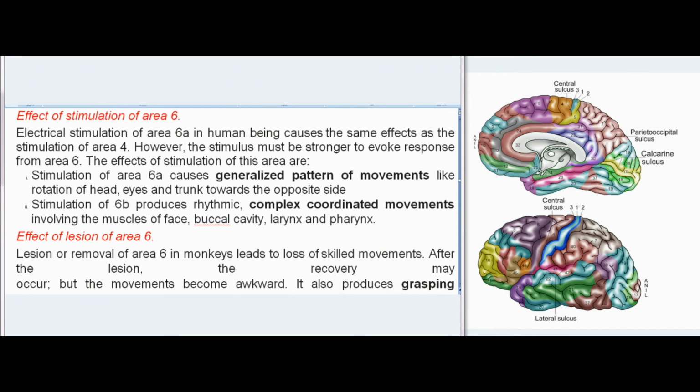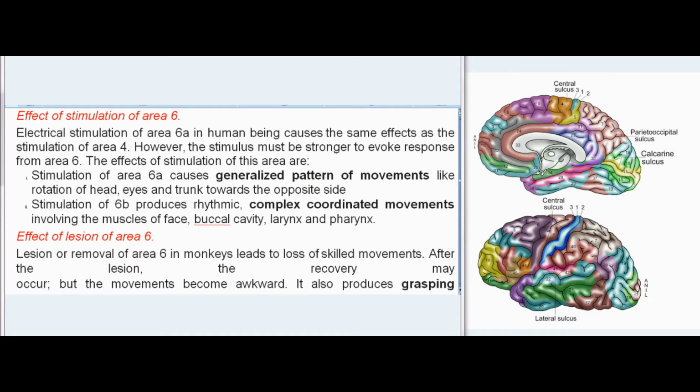Effect of stimulation of area 6. Electrical stimulation of area 6 in human being causes the same effects as the stimulation of area 4. However, the stimulus must be stronger to evoke response from area 6. The effects of stimulation of this area are: stimulation of area 6 causes generalized pattern of movements like rotation of head, eyes, and trunk towards the opposite side. Stimulation of 6B produces rhythmic, complex coordinated movements involving the muscles of face, buccal cavity, larynx, and pharynx.